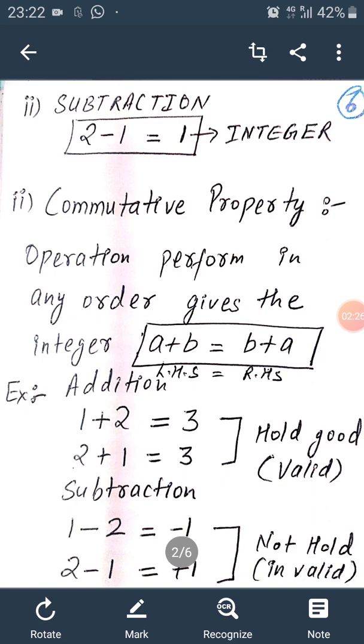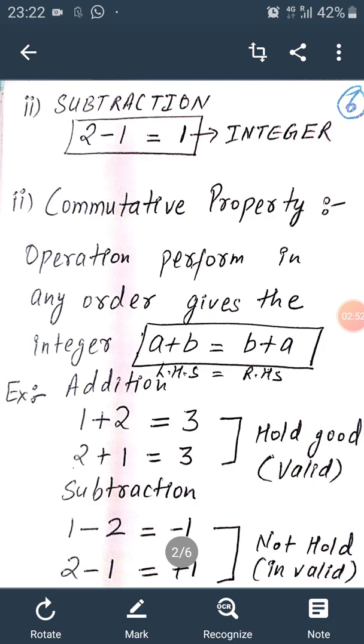Now see the next property. The next property is the commutative property. What is the commutative property? An operation performed in any order gives the integer. If we are using the operation addition on two integers in any order, then we will get the integer. Then the property will be satisfied, will hold good.